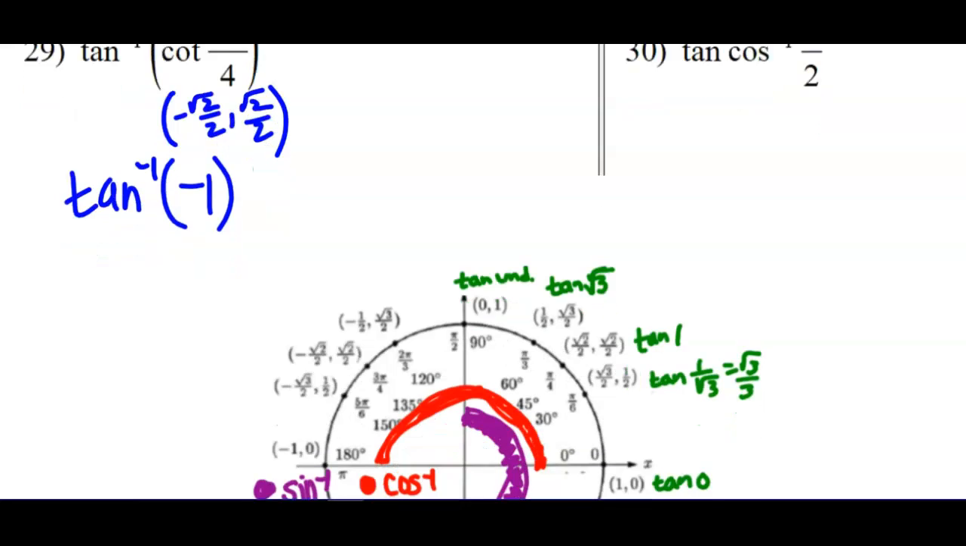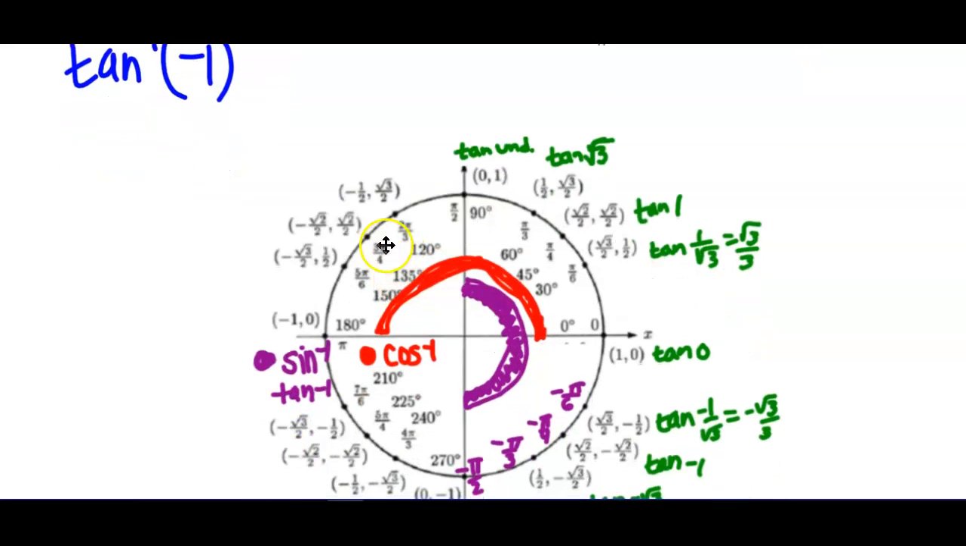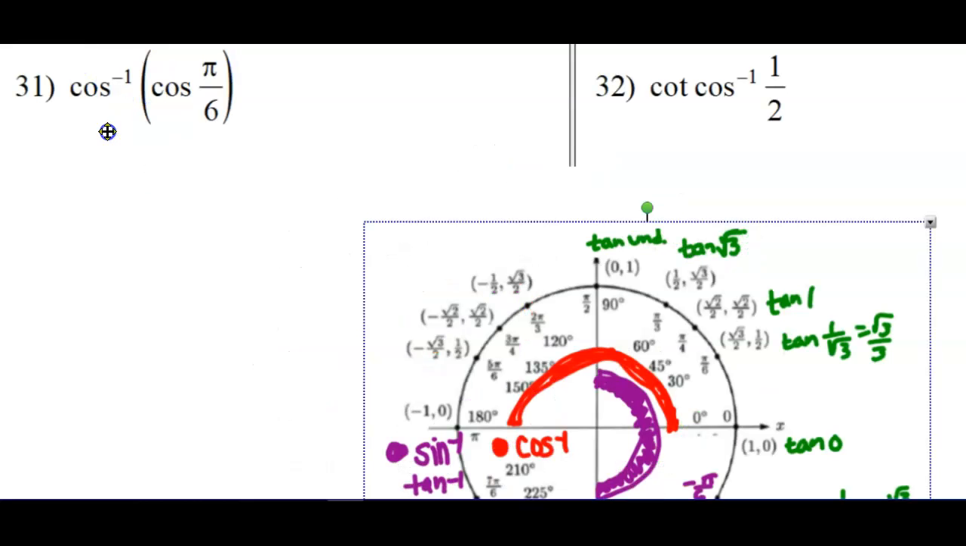Well, I can't say the tangent is negative 1 at 3 pi over 4. It is, but that's not where inverse tangent is defined. Inverse tangent is defined down in quadrants 1 and 4, so I have to say the tangent is negative 1 down here at negative pi over 4. All right.